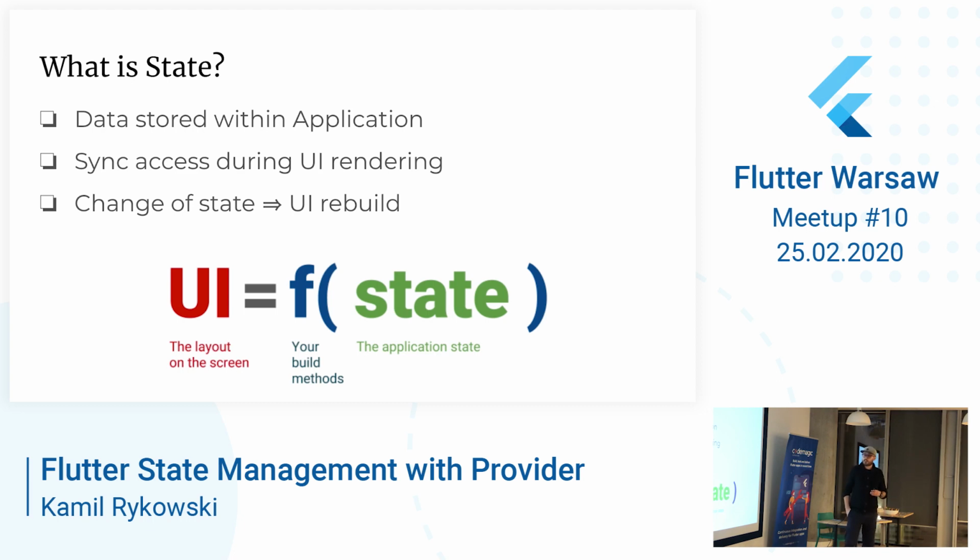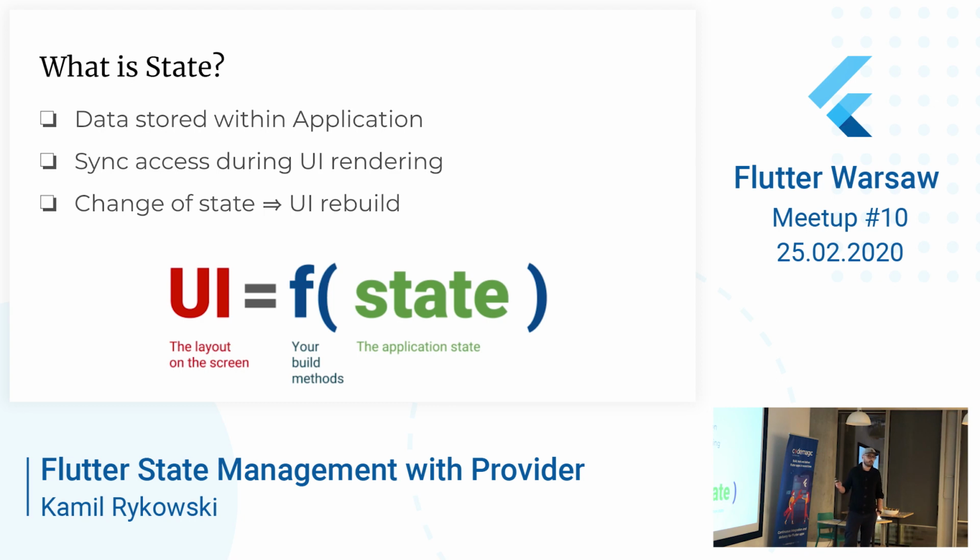And the last thing, and that's the most important one, because the two previous items are quite obvious and would be quite easy to implement. But the last part is about the change of the state. Every time we change the state in our mobile application, it triggers the UI rebuild. So each time something changes in the state, the user sees a new screen or a new part of the screen. And at the bottom, we have a formula which I took from the official Flutter docs.